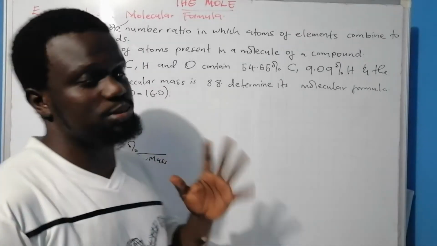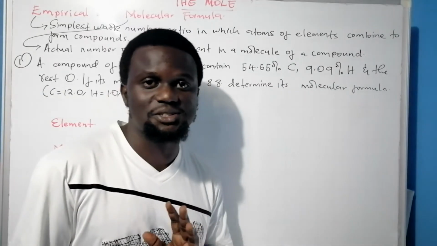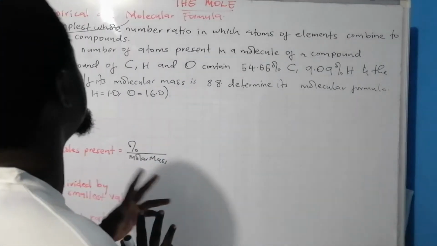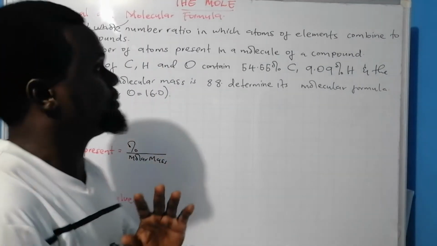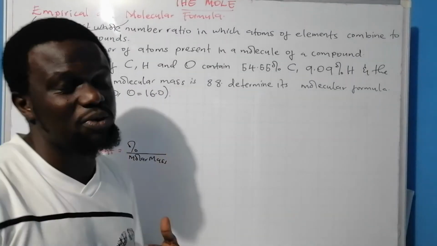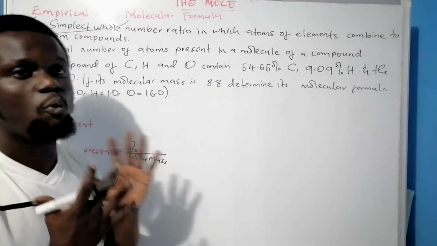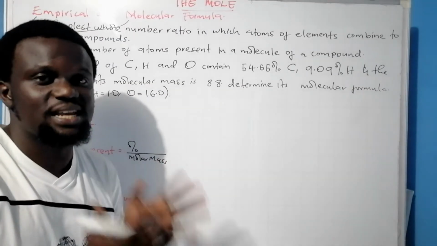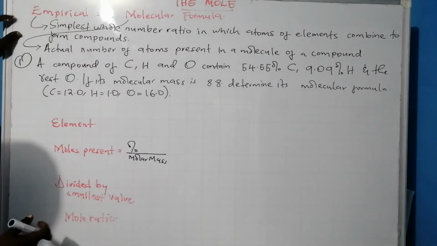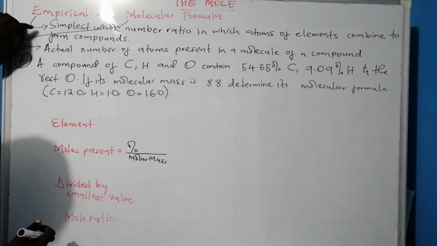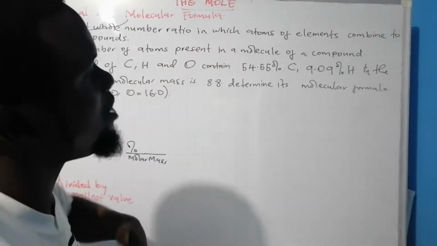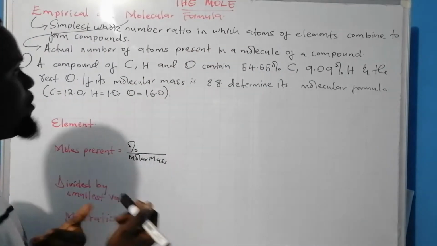Today, I want us to do the mole concept, and I want us to start with two very simple things, empirical and molecular formula. So before we handle any question, I'd like us to understand what empirical formula entails and what molecular formula entails. Now, just from definition, empirical formula is the smallest whole number ratio in which atoms of element combine to form compound.